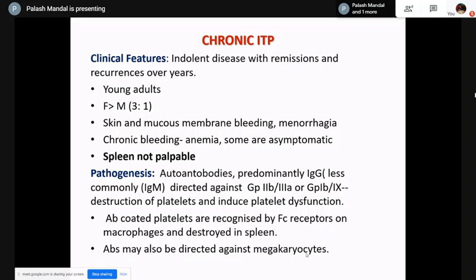Now the antibody-coated platelets are recognized by Fc receptors, and the last part is the same, that is destruction by macrophages within the spleen. In chronic ITP, in some cases, the antibodies may be directed against the megakaryocytes, which are the mothers of platelets. So antibodies may be directed towards the megakaryocytes also, which reside in the bone marrow.